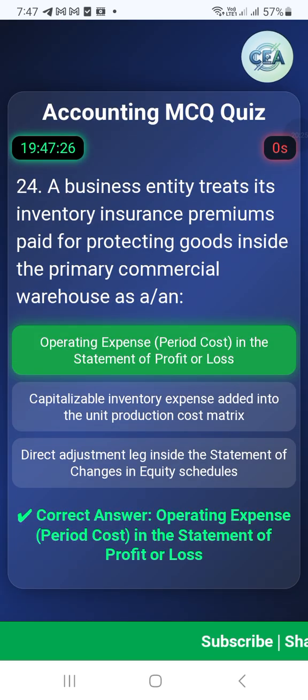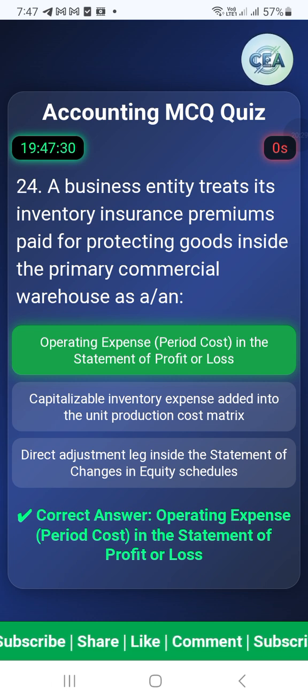Correct answer is operating expense period cost in the statement of profit or loss.